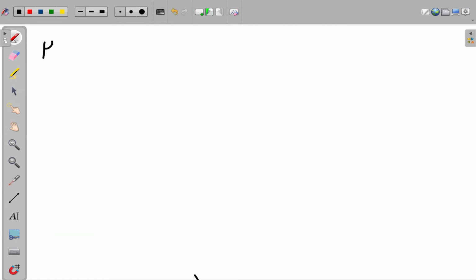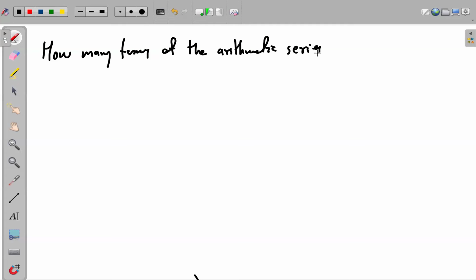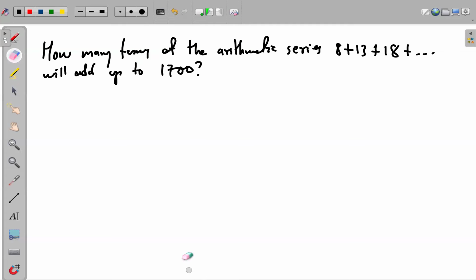Here's another one. So there's a different way again of testing the concept. How many terms of the arithmetic series 8 plus 13 plus 18 and so on will add up to 1,700? Well, that's the question. How many terms in the series will add up to 1,700?